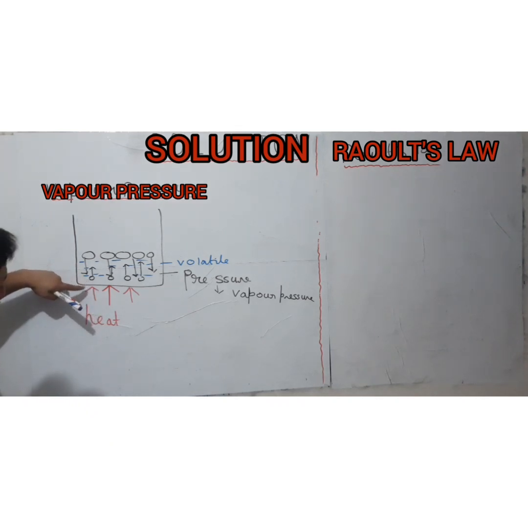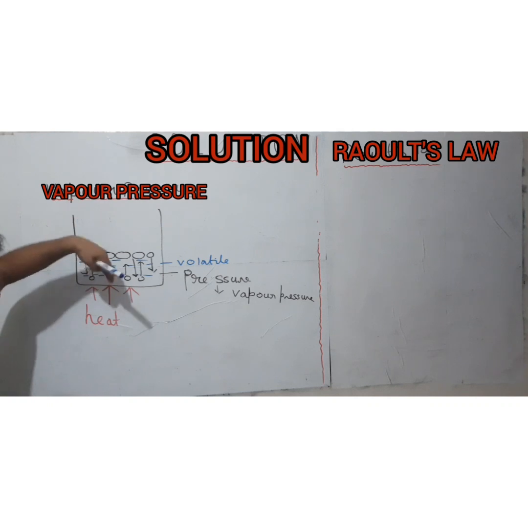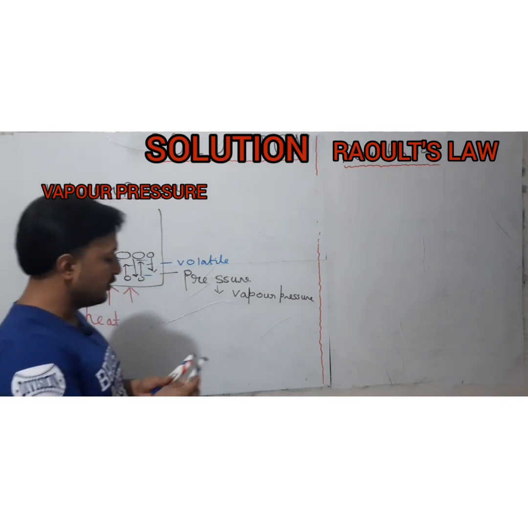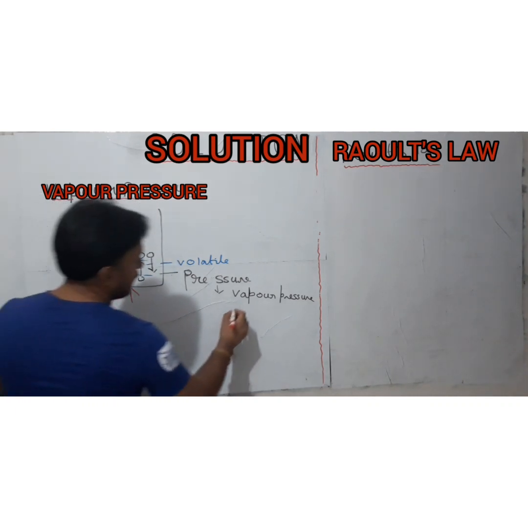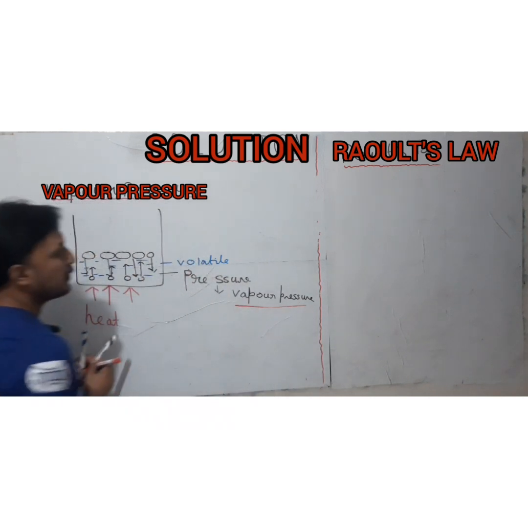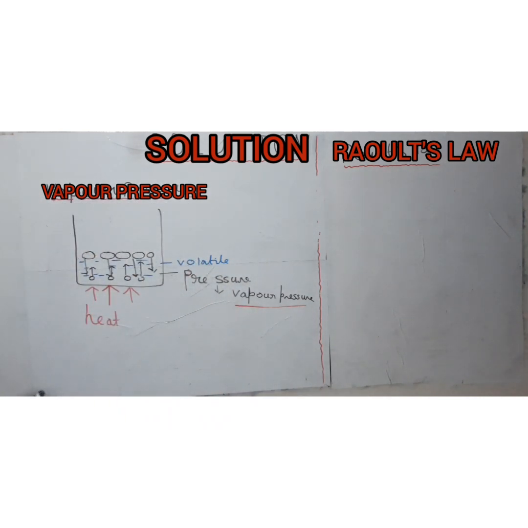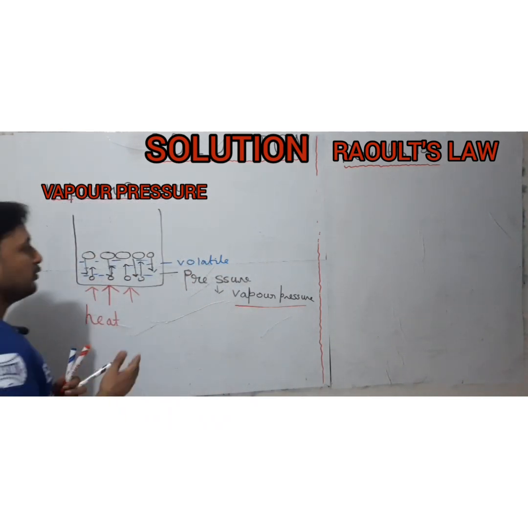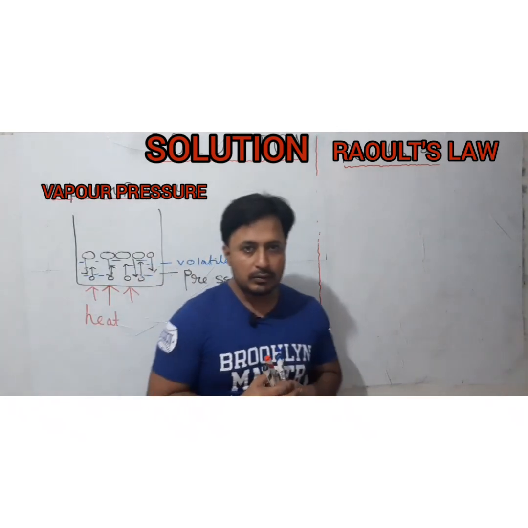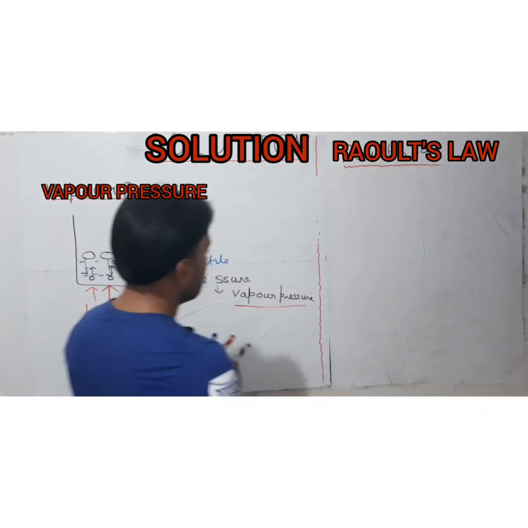The molecules at the bottom of the beaker get the energy first, and then they move to the surface and apply pressure on the surface of the liquid, and that pressure applied on the surface of the liquid is known as vapor pressure. So our Raoult's law is based on this vapor pressure only. Now what is this Raoult's law?